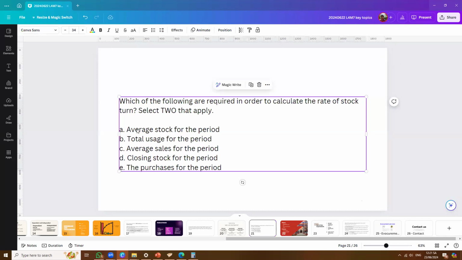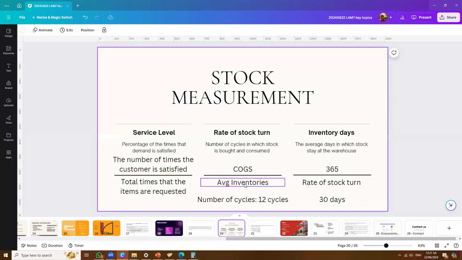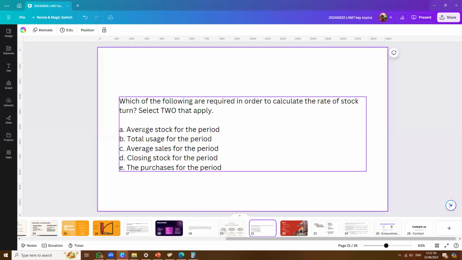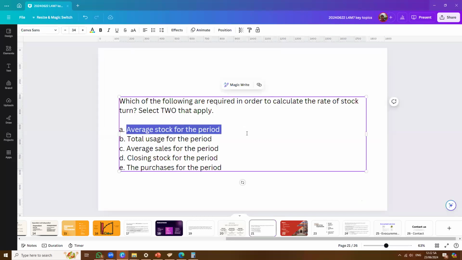Okay, so first option, average stock for the period. Totally correct, because that is the denominator here. Just the denominator of average inventory. That is absolutely correct. This one is correct. Okay, second option, the total usage for the period.